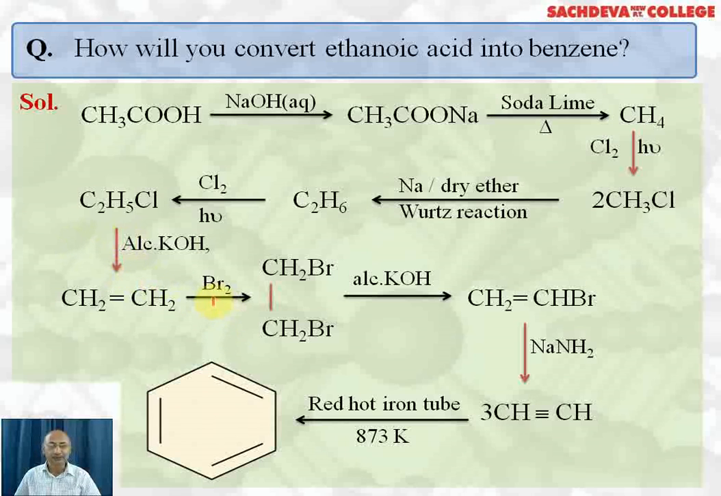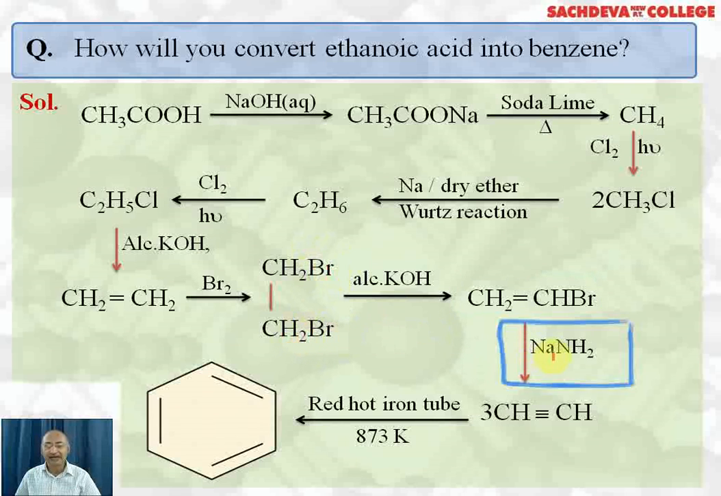Ethene is reacting with bromine and undergoing electrophilic addition reaction to form 1,2-dibromoethane, which on treatment with alcoholic KOH gives bromoethene. Common name of this compound is vinyl bromide. Here also elimination reaction is taking place. Br from here and H from here, that is HBr, is removed and we get CH2=CHBr.